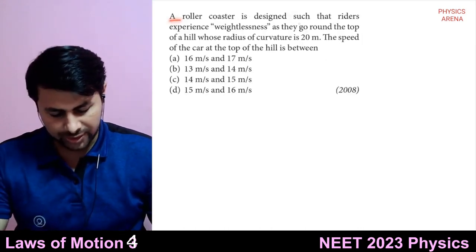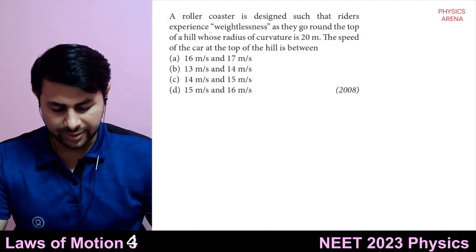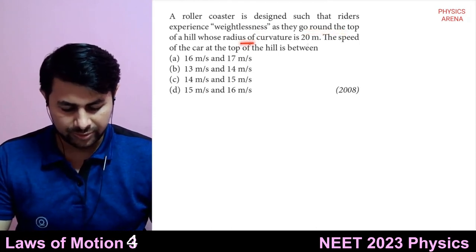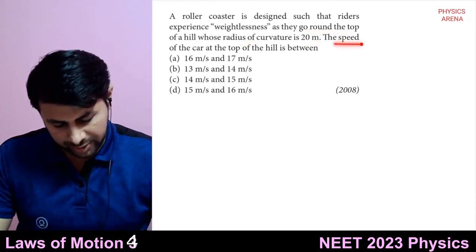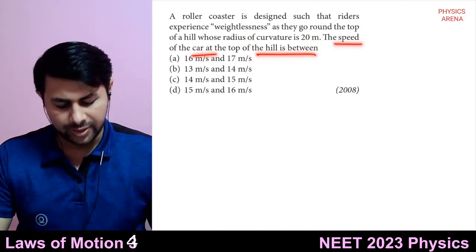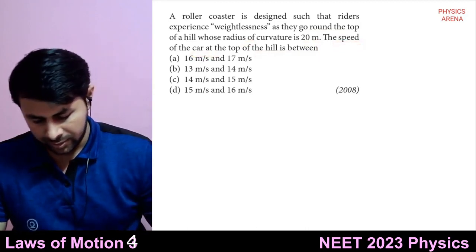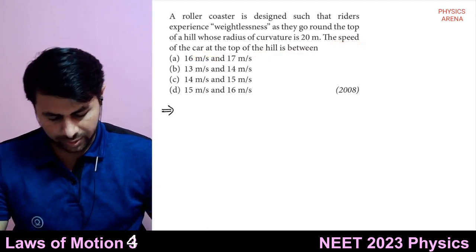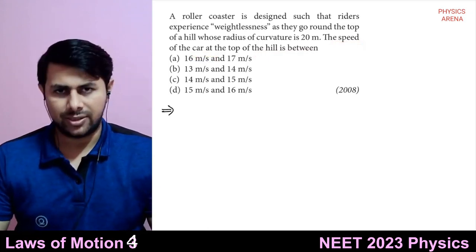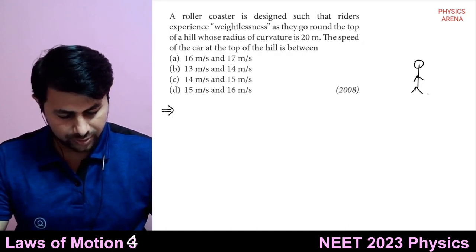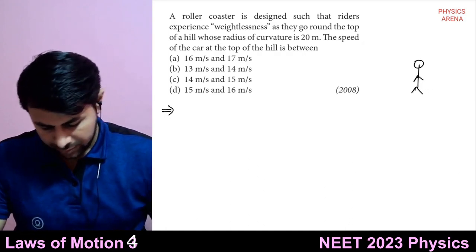A roller coaster is designed such that riders experience weightlessness as they go round the top of the hill whose radius of curvature is 20 meters. The speed of the car at the top of the hill is between. We have to find out the speed of the car. So see, why do we feel our weight? Let's suppose there is a person, suppose this is me.